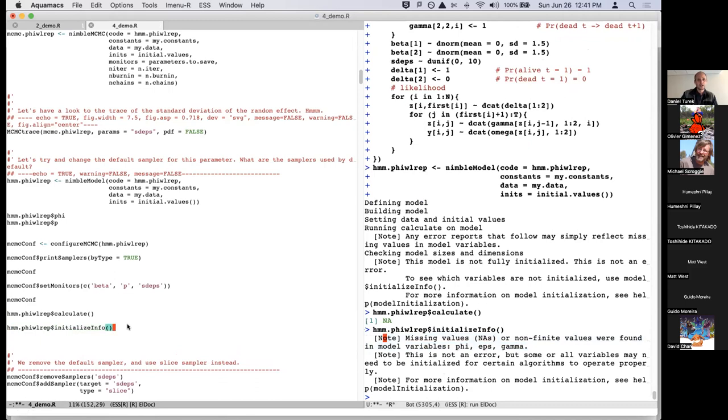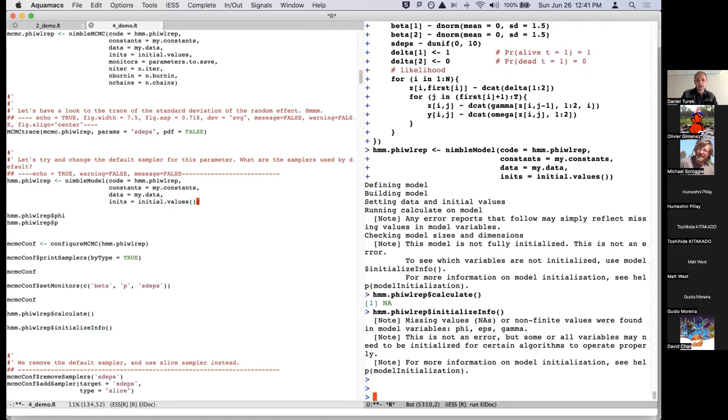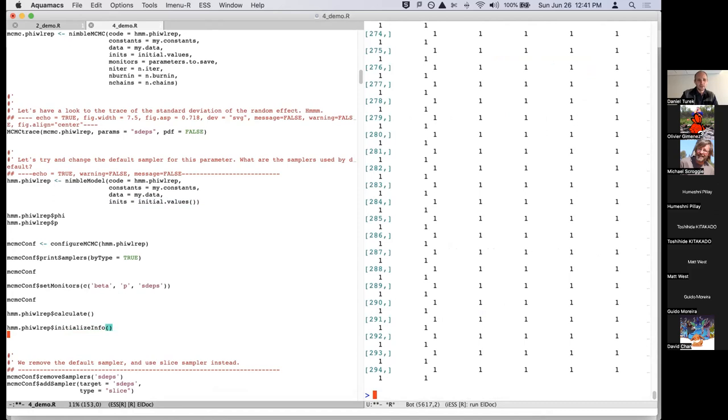So for example, phi in the model doesn't have an appropriate initial value, neither does epsilon. And we could look at what was being provided by the initial values right here, this function, and note that perhaps we don't have the things that we need in that. So there's a lot that you can do with this.